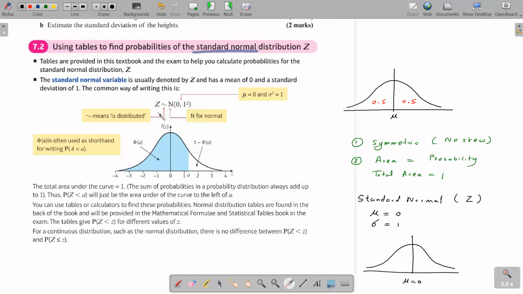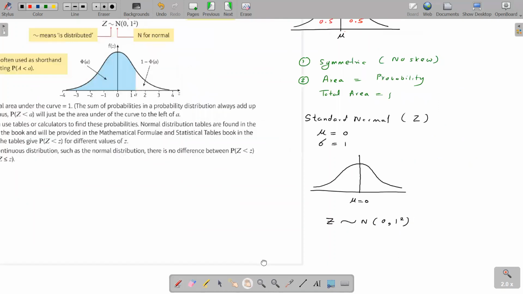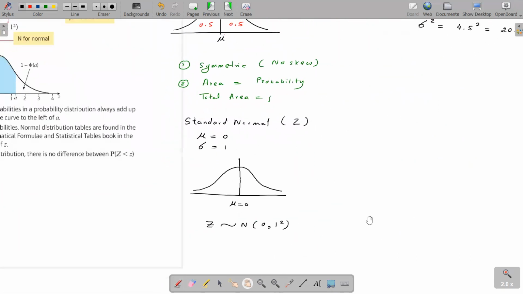The common way of writing this is that Z follows a normal distribution. These are just notations, so you don't have to worry about it. Z follows a normal distribution with mean 0 and variance 1 squared. Previously, I showed you that if Z follows a normal distribution, this is how we normally write the mean mu and the variance, the distribution parameters.